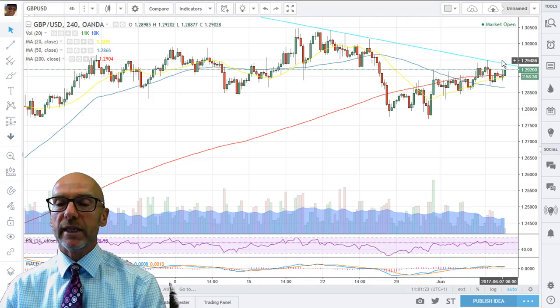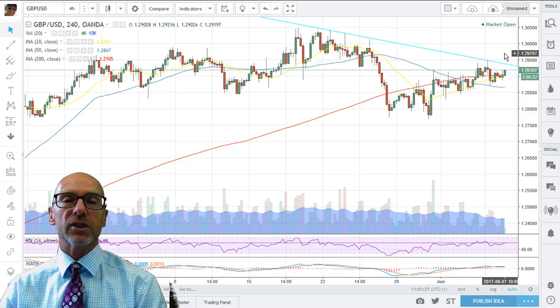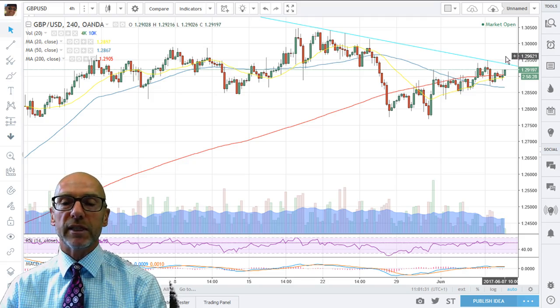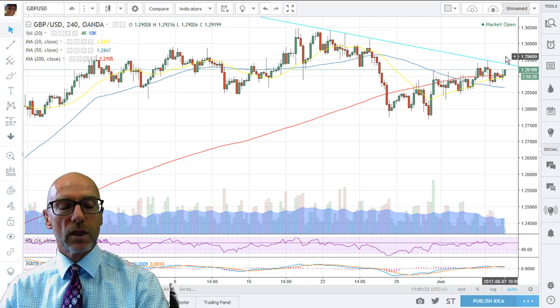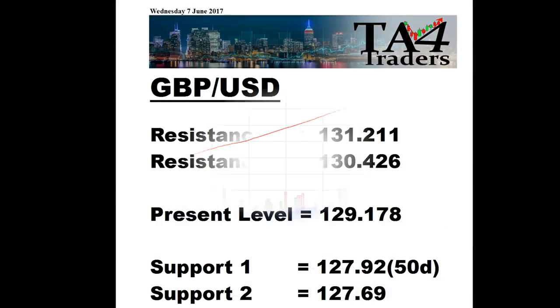And really, looking at the charts, that would be the analysis I would take into the election, that it's more likely to break to the upside than the downside at the moment. Looking at the support resistance levels, these are from the daily. We've got resistance at 130.426, 131.211, with supports at the 50-day 127.92, and then marginally below there 127.69.